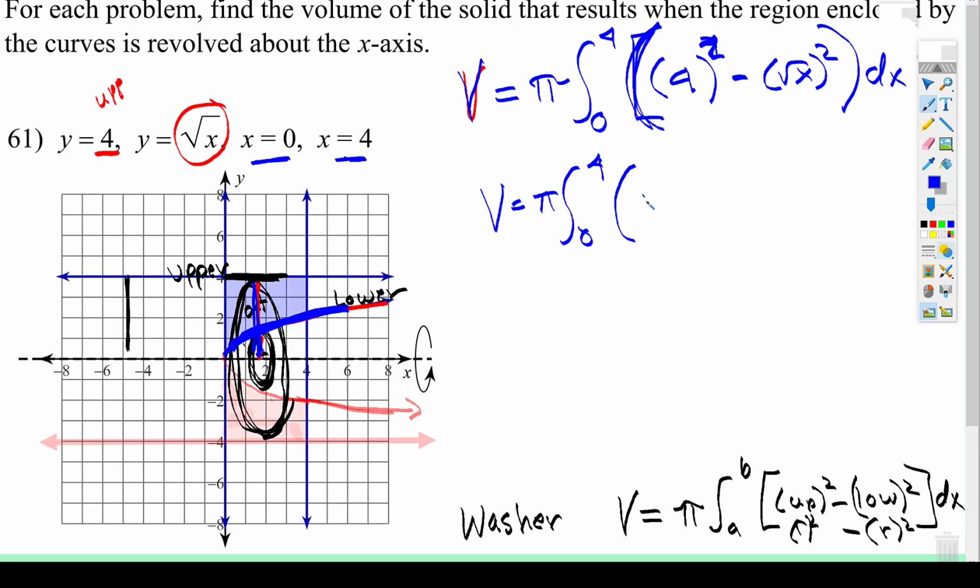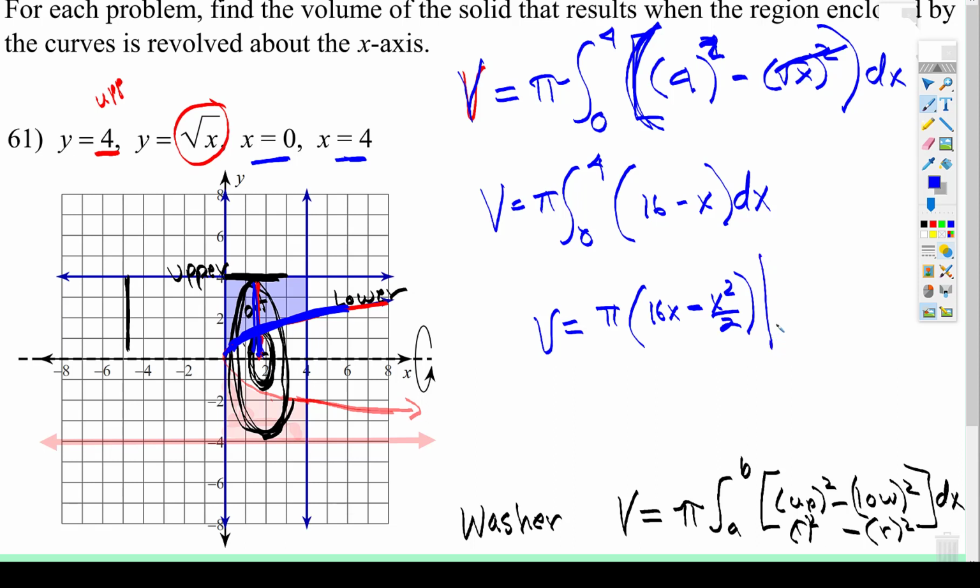All right, so we simplify that again. Well, 4 squared is 16. Well, the square root of x squared, those cancel, so that's just 16 minus x, dx. So now we can go ahead and get started. Don't forget about the pi. So the integral of 16 is 16x. The integral of x is x squared over 2. And that is from 0 to 4.